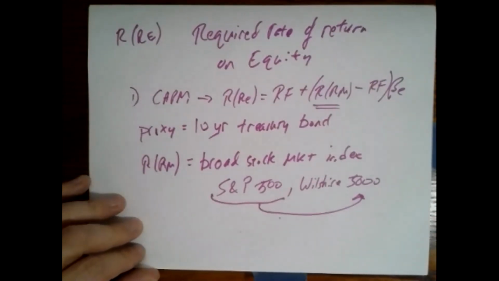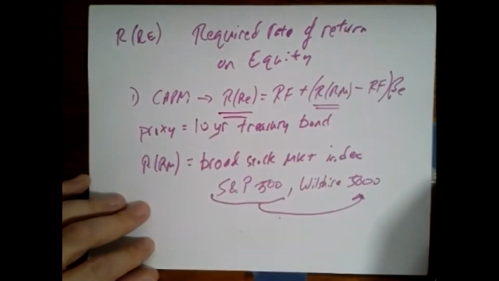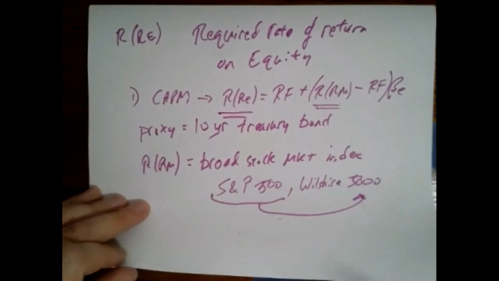But anyway, option 1 for calculating the required rate of return is to use CAPM. So you don't want to forget about CAPM, okay? Because we'll need that when you do your problems for chapter 13. Some of the problems are going to assume that you use CAPM to calculate the required rate of return on equity.